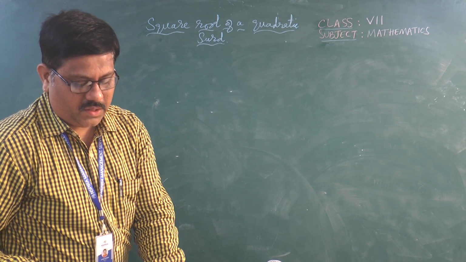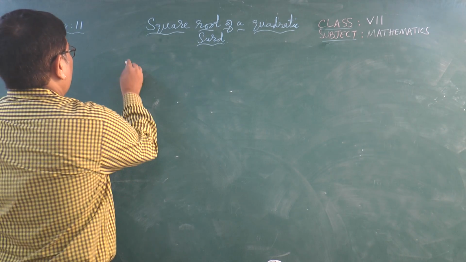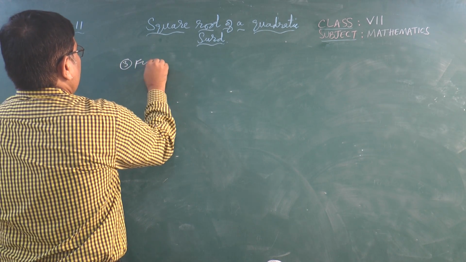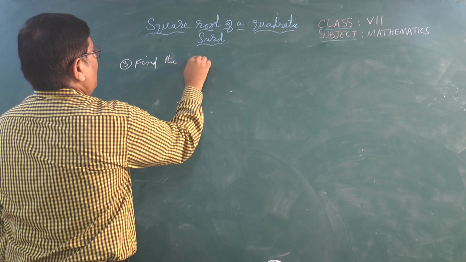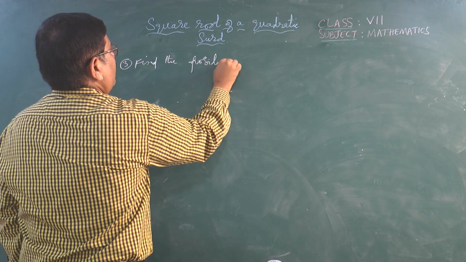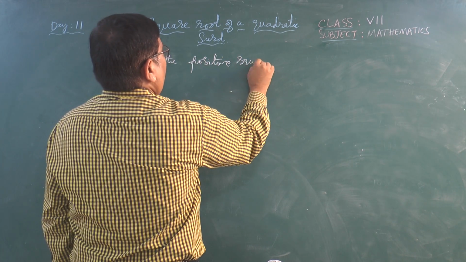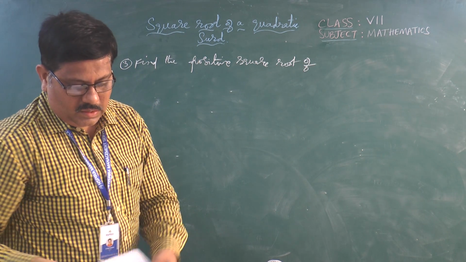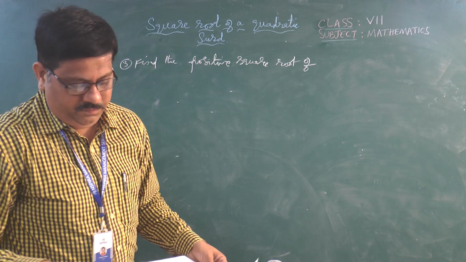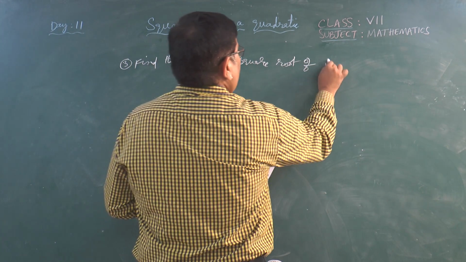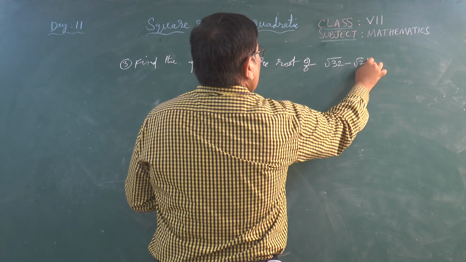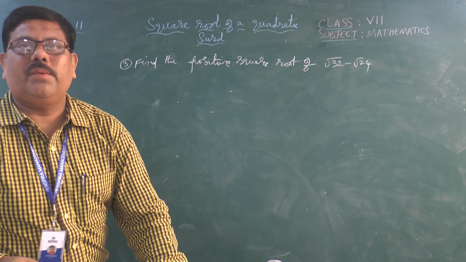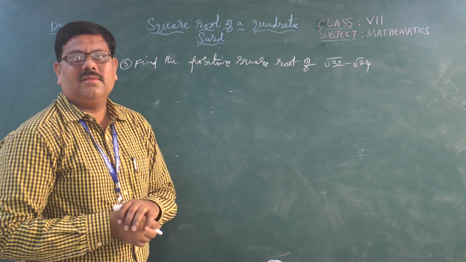Find the positive square root of, the third question, find the positive square root of root 32 minus root 24. Root 32 minus root 24. And how to do it?